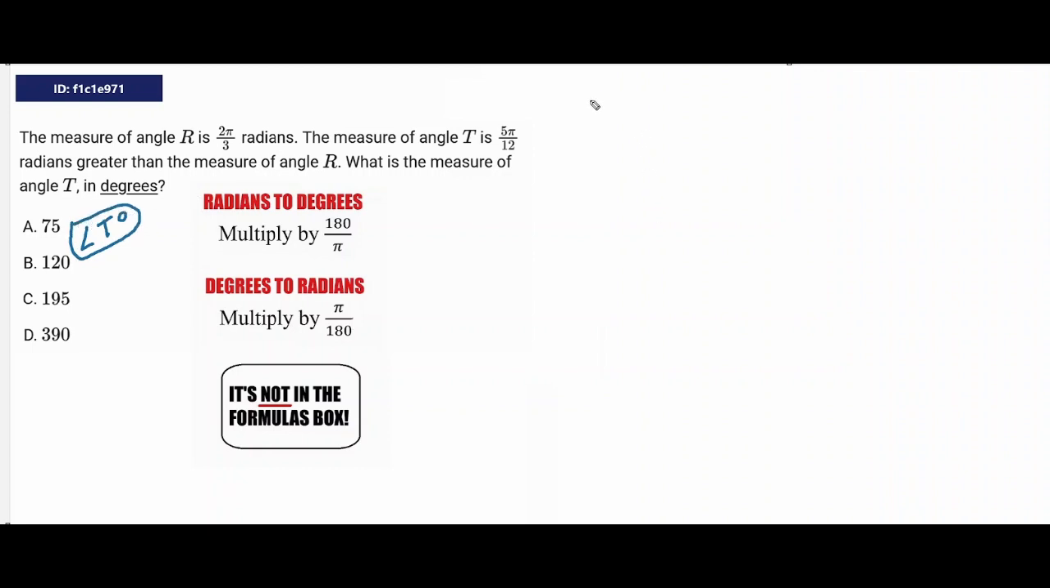So what's the deal with R? R is 2 pi over 3 radians. And what's the deal with T? T is 5 pi over 12 radians more than R. So let's go to the beginning.